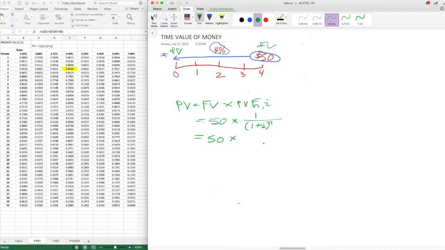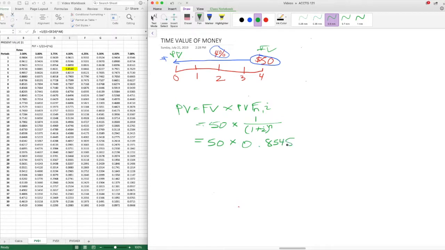And so I'm going to take this $50 and I'm going to multiply it times 0.8548. And if I do that, I get an answer of $42.74. So that $50 4 years from now, if I get 4% on my money, is the equivalent of $42.74 today. Okay? That's a present value.